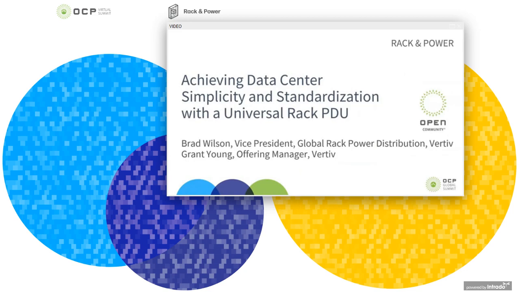I'm Brad Wilson. I'm the Vice President of Global Rack Distribution for Vertiv. I was formerly with a company named Geist, and Geist got acquired by Vertiv in early 2018, and we specialize in rack power distribution, PDUs, and power distribution in the white space. And I'll let Grant introduce himself. He's my co-speaker. My name is Grant Young. I'm the offering manager for rack PDUs at Vertiv. I'm in charge of our engineered to order program.